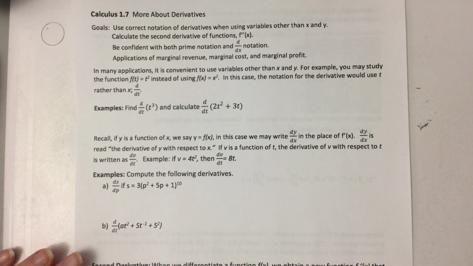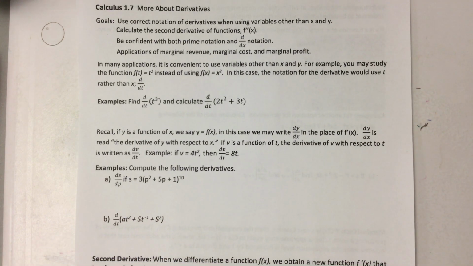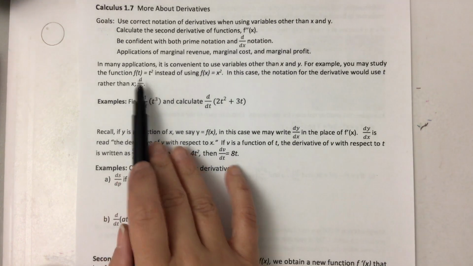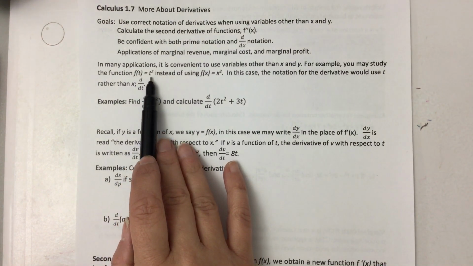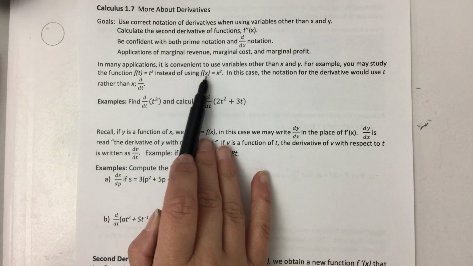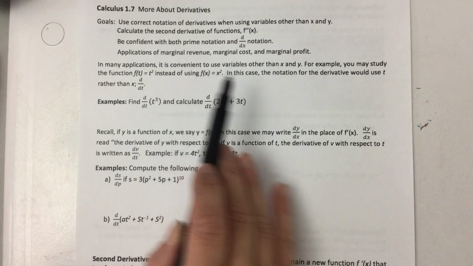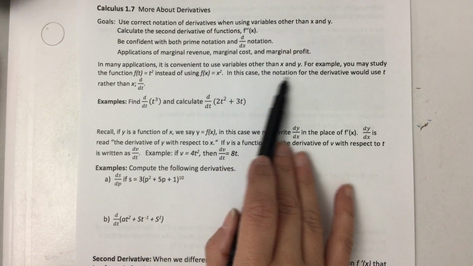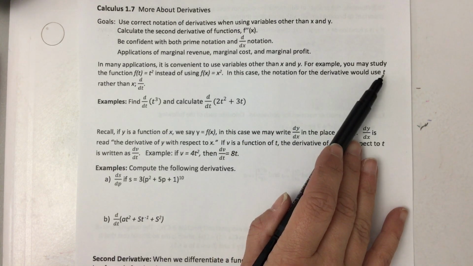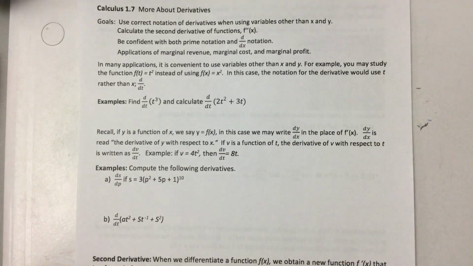In many applications, it is convenient to use variables other than x and y. So for example, we may study the function f of t equals t squared instead of using f of x equals x squared. So in this case, the notation for the derivative would use a t rather than an x.